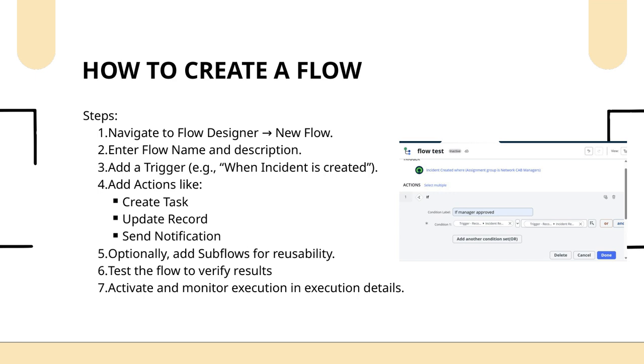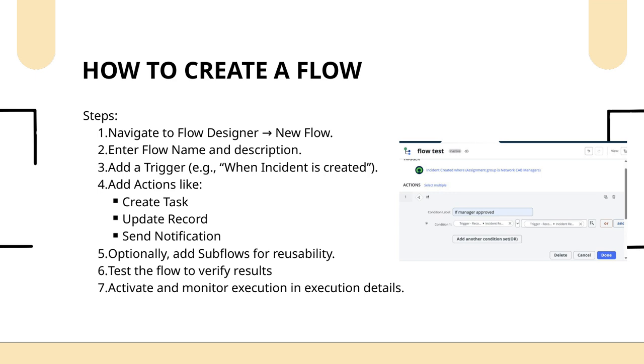After setting the trigger, you can add actions that define what the flow will do, such as creating a task, updating a record, or sending a notification to keep relevant people informed. Optionally, you can incorporate subflows into your main flow. Subflows are great for reusability. Think of them as mini flows you can call upon whenever needed, which helps keep your overall process organized and efficient.